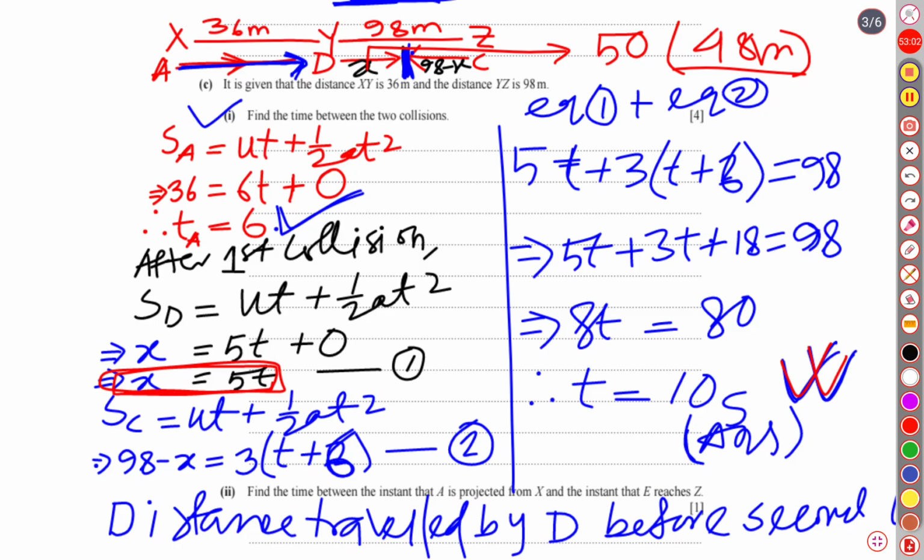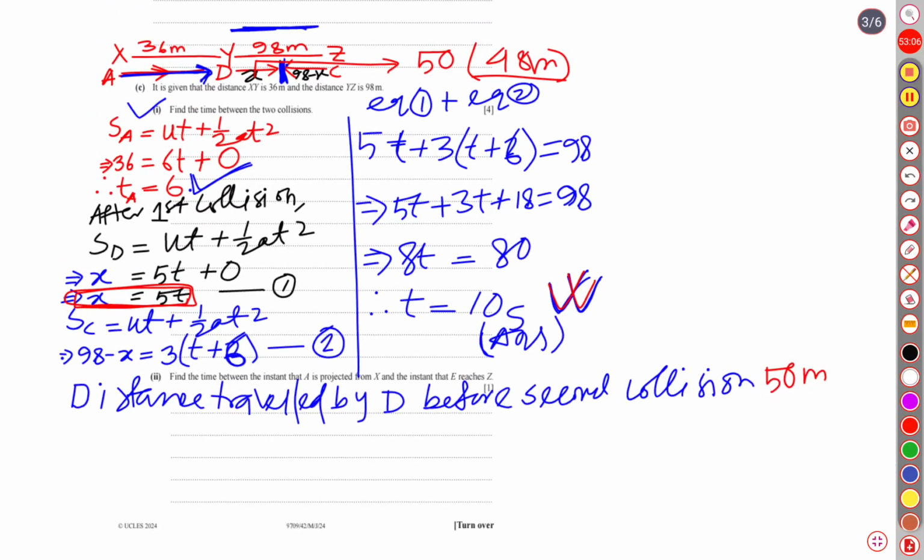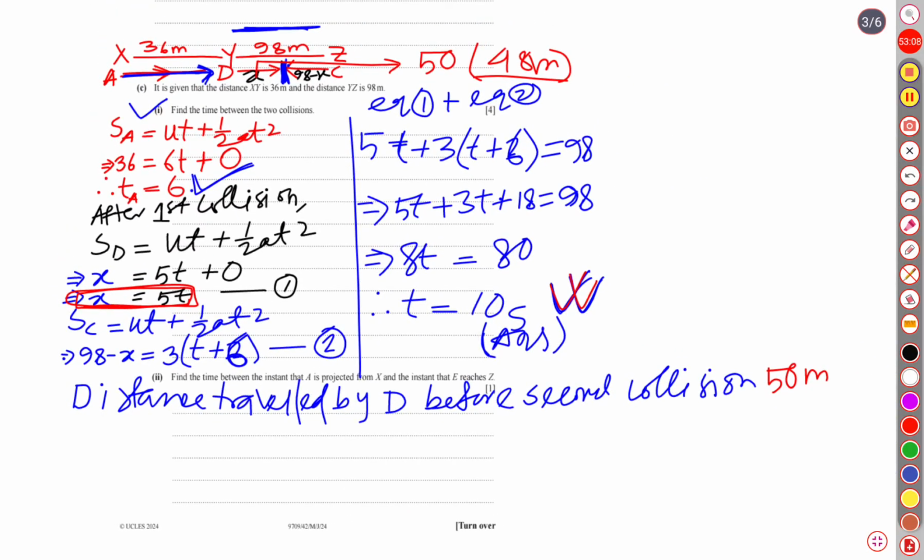Now let us see the time taken by E. We can write S_E, using the same concept, the formula S = ut + half at square. The distance traveled by E: we have already shown that 50 meters was traveled by D, and the rest was traveled by E, which is the coalescence of all three particles. So it is just 48.